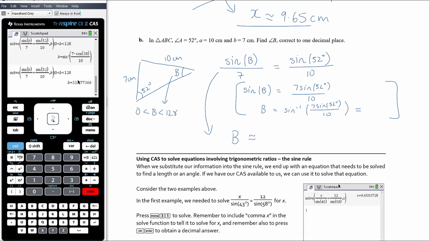Control Enter, sorry, for the decimal. And so we find that if we do that, B is 33.48 degrees. Now you could just always make your restriction 0 to 180 degrees, but it's better if you make a more precise, accurate restriction given the information in your triangle, because that will ensure that you get all of the solutions, because we'll see in a minute that sometimes there might be 2 solutions.